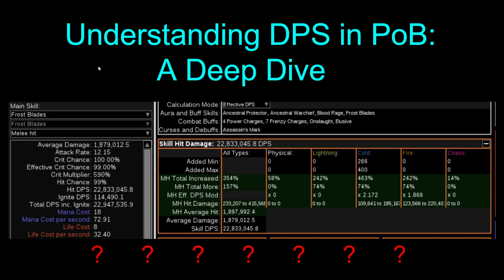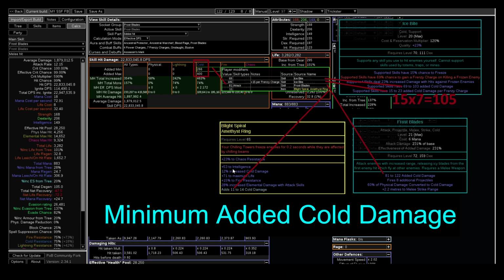This is going to be a deep dive into PoB DPS. I know that PoB can be very, very confusing sometimes, and seeing all these numbers here can be very overwhelming to understand what the hell is actually going on here. So I thought I'd talk about how this damage is actually calculated and break it down a bit. So let's get into it.